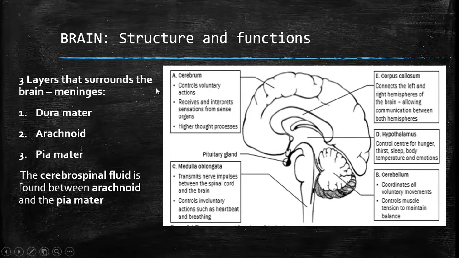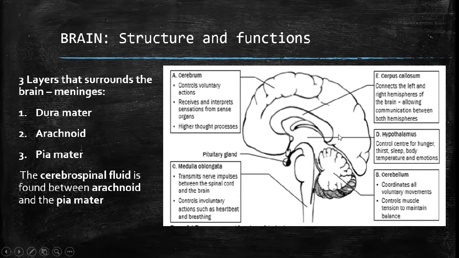Now, the cerebrum, it controls the voluntary actions. Whatever that you decide to do is controlled by this part here. And also, it receives and interprets sensations from the sense organs like your eye, like your ear, like your nose. It interprets what data or information. And also, it is responsible for higher thought processes like thinking, memory, and so forth.